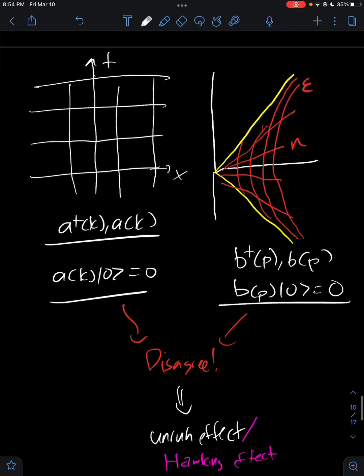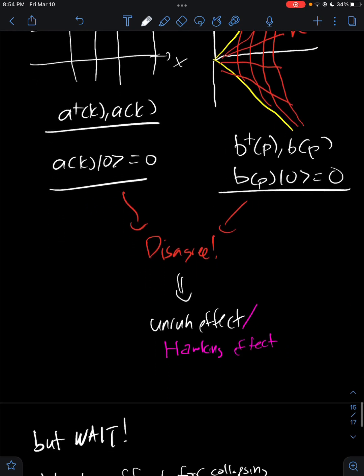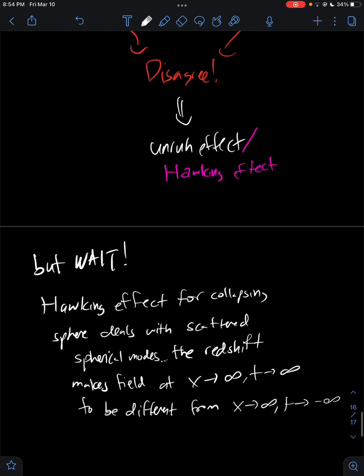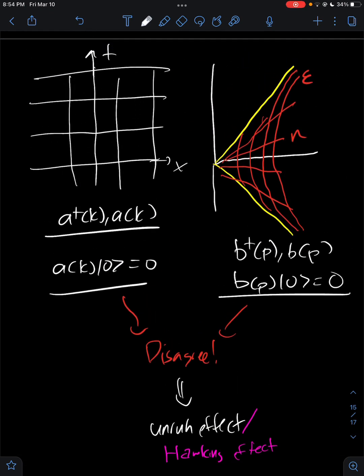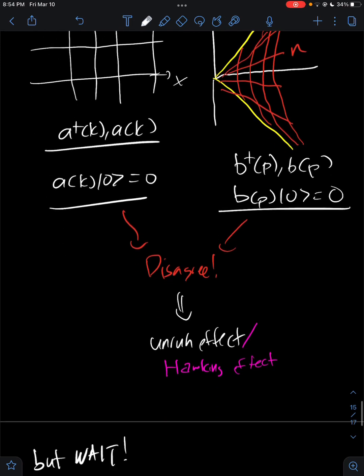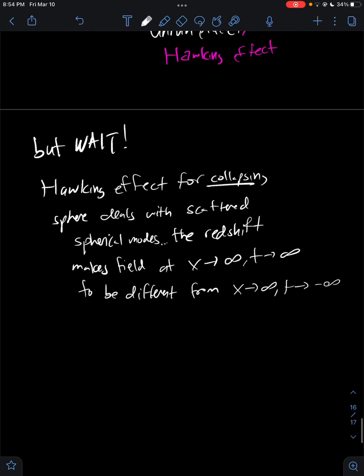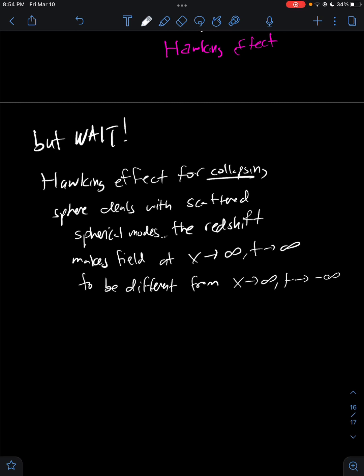But some of y'all might say, wait a second. The Hawking effect deals with a collapsing sphere that scatters some spherical modes. So what's going on here? Now, there are technically two different concepts that are both called the Hawking effect. We looked at the Hawking effect where we compared two different observers. But in the original calculation, a single observer was compared at different times.